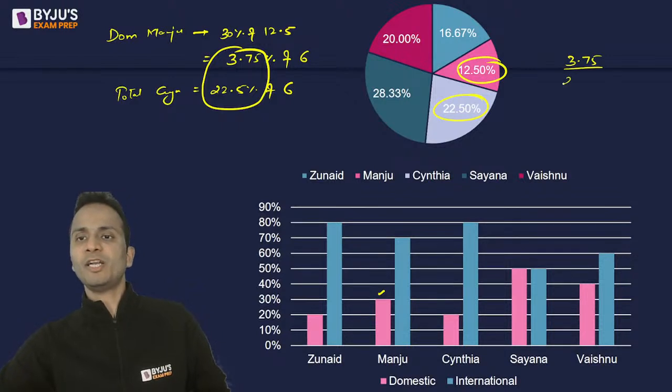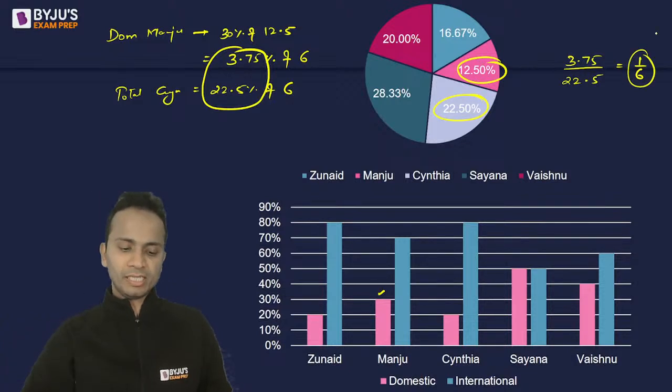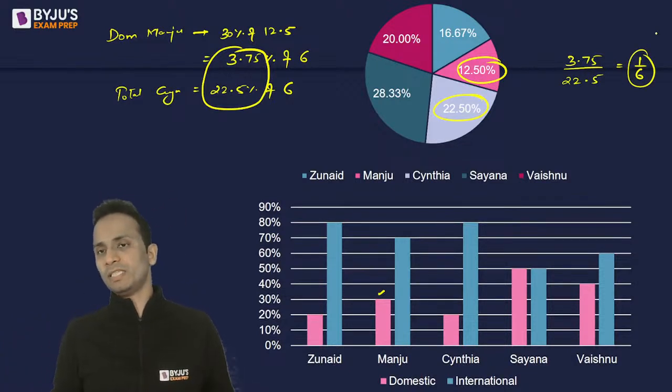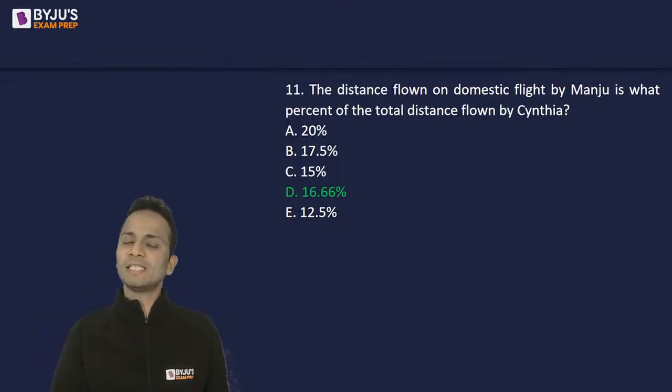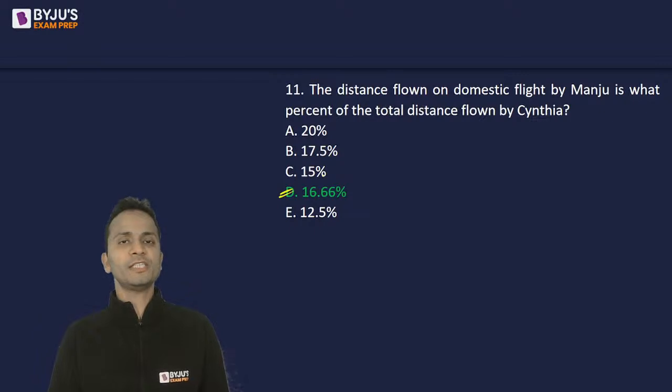Simplifying, you will get this fraction as exactly 1 by 6. Okay. Now 1 by 6 when converted into percentages, you know what it will be? It will be 16.66 percentage. So the correct answer of this question is option D, 16.66.